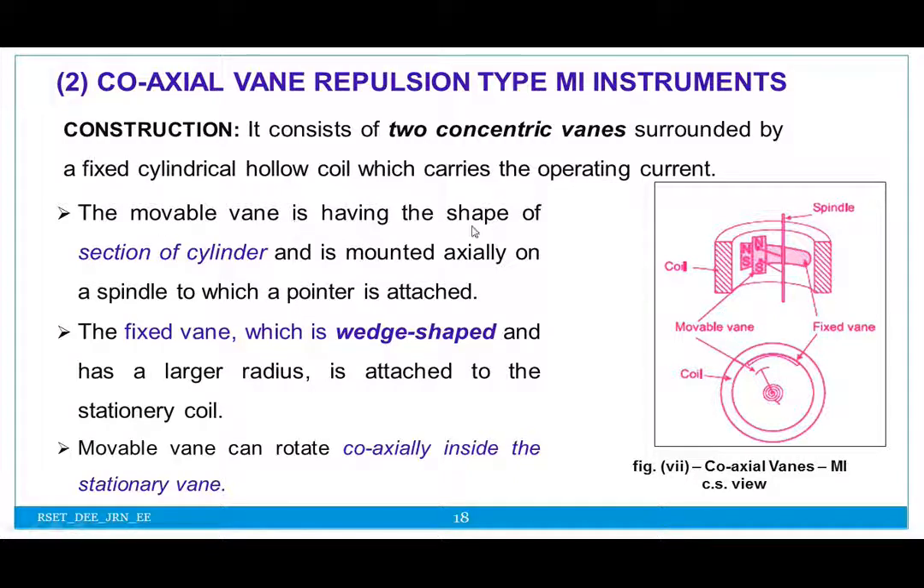The movable vane has the section of a cylinder, cylindrical shape, and is mounted axially on a spindle to which a pointer is attached. The fixed vane, which is wedge shape, a peculiar shape, it's very important, and has a larger radius, is attached to the stationary coil. The movable vane can rotate coaxially inside the stationary vane. It rotates like this, and you can see this as the top view. This is my cylindrical coil, this is my fixed vane, and this is my movable vane.